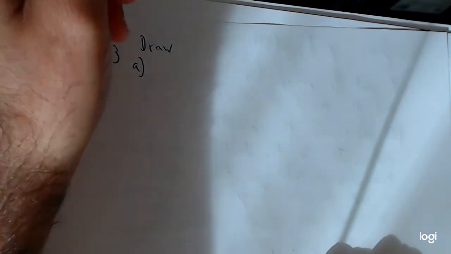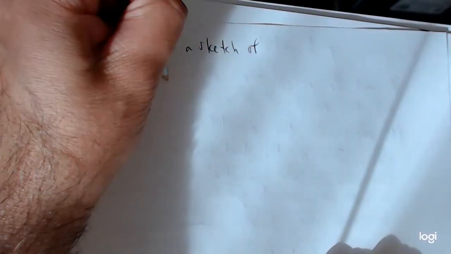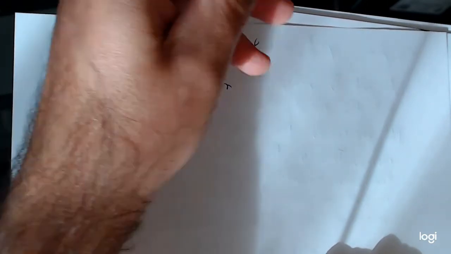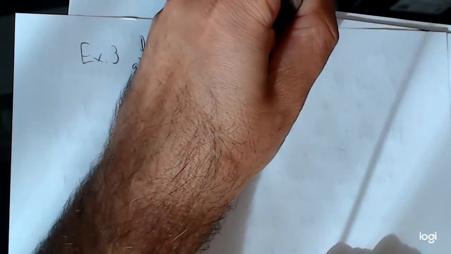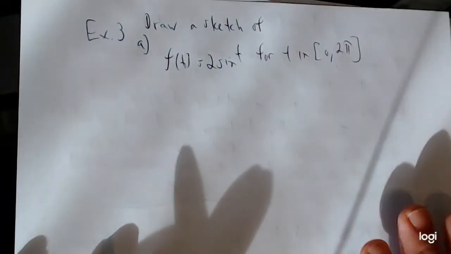I'll show you a nice clean way of doing this. So for example 3, there's 2 parts, there's 2 sketches. Maybe you might want to do one with me, and then you could pause the video and do it on your own and then check your answer with mine. So draw a sketch of f of t equals 2 sine of t for t in the interval from 0 to 2 pi.